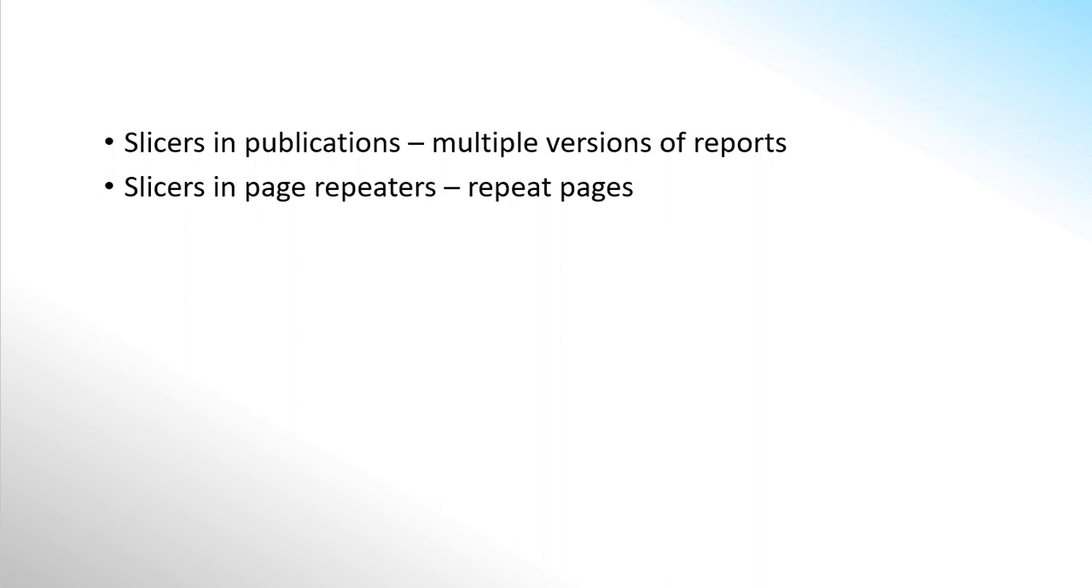The page repeater applies the specific slicer values to a specific page of a report rather than the entire report, the page being repeated for each value or unique combination of values encountered in the slicer. To see the page repeater in action, let's open a publication.